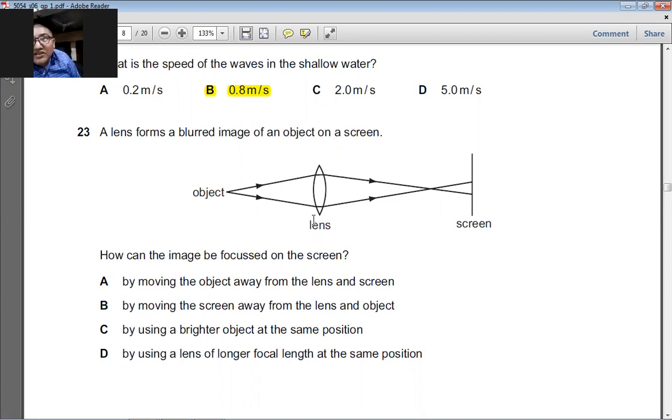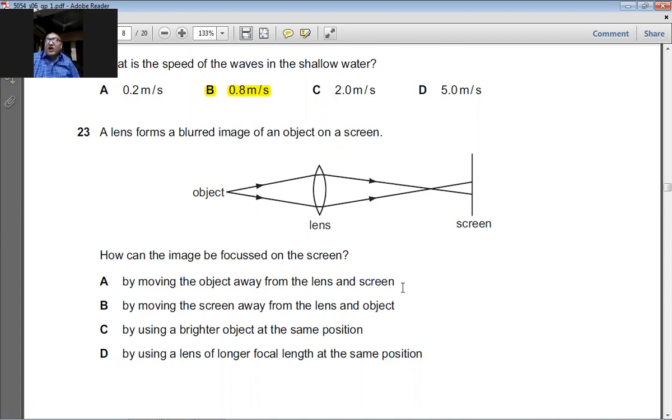Okay. So how can you focus this image onto the screen? You can move the screen towards the lens. Bring the screen here, and you will find a sharp and clear image. Or you can put a lens here which has a larger focal length.